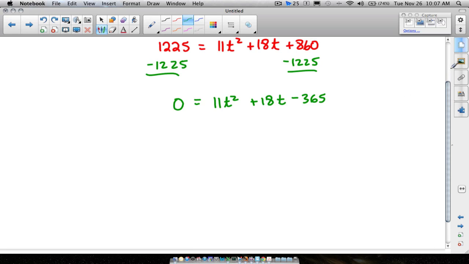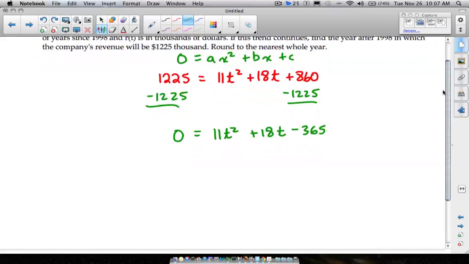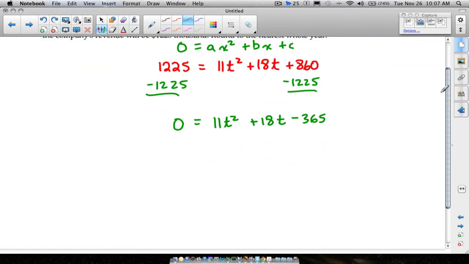The reason why I'm going to go straight to the calculator is because we want to go ahead and round this to the nearest whole year. I'm going to still take it step by step, so to speak, just to get you a little comfortable with typing this into the TI-30X, or if you have a TI-84, grab that, but I'm going to use just the regular scientific. So A is equal to 11, B is equal to 18, and C is equal to negative 365.